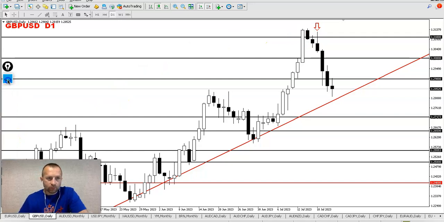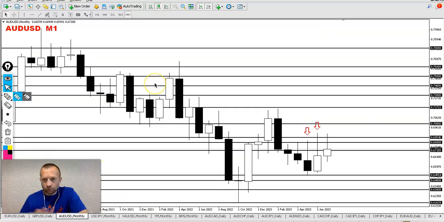Okay, let's move to the next pair, AUDUSD. All these major currency pairs versus the dollar, it's over. I mean, on monthly you can see AUDUSD as well. In May and June there was a pin bar reversal signal, and now again in July we can see it.